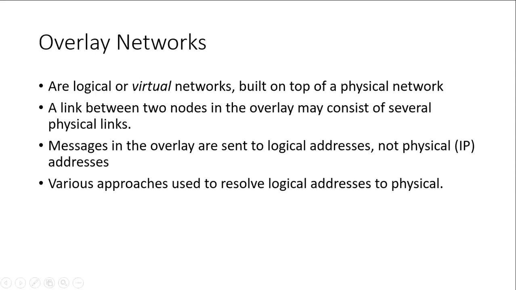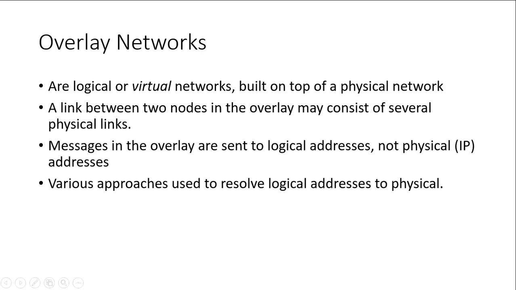So what are overlay networks? They are logical or virtual networks built on top of the physical network. A link between two nodes in the overlay may consist of several physical links. So if we have an overlay network between two nodes, this means it can consist of many physical links. Messages in the overlay are sent to a logical address, not a physical address.